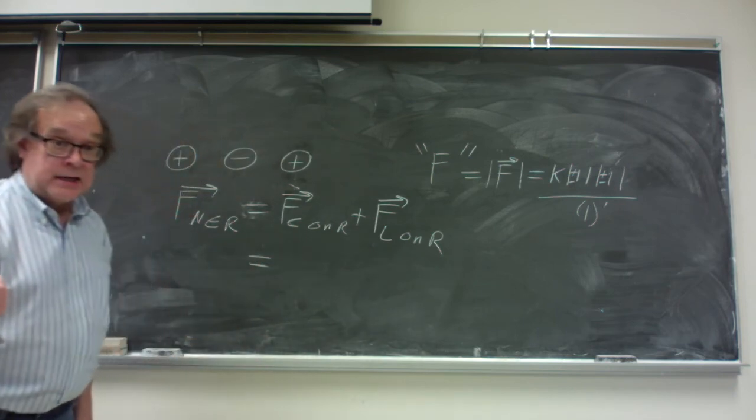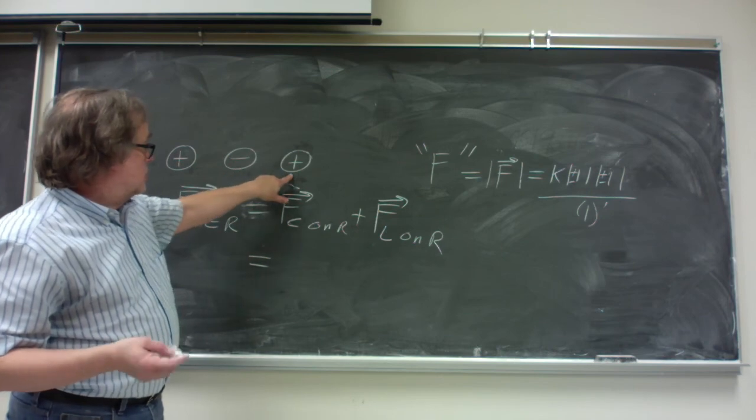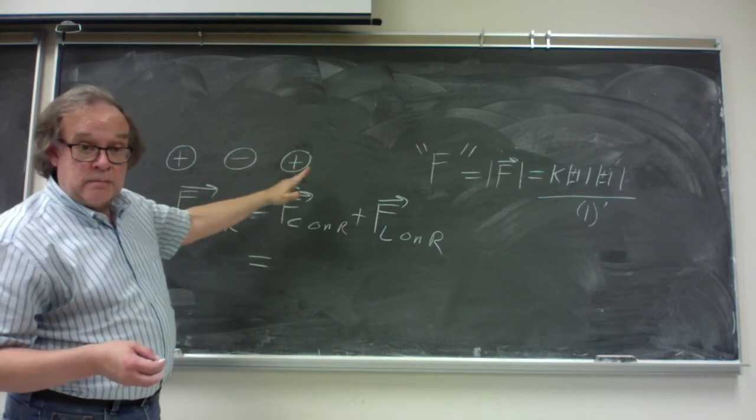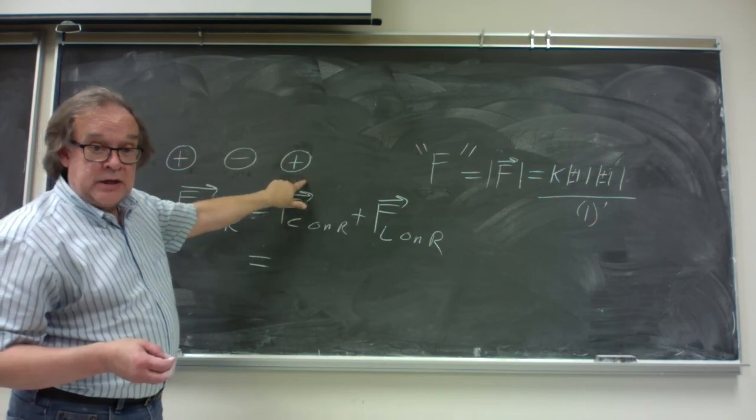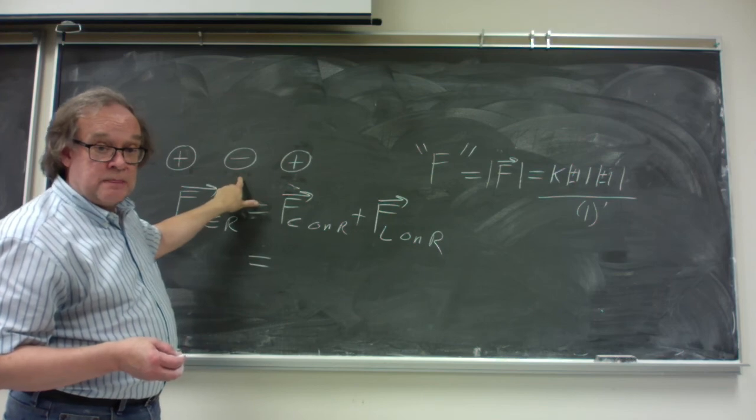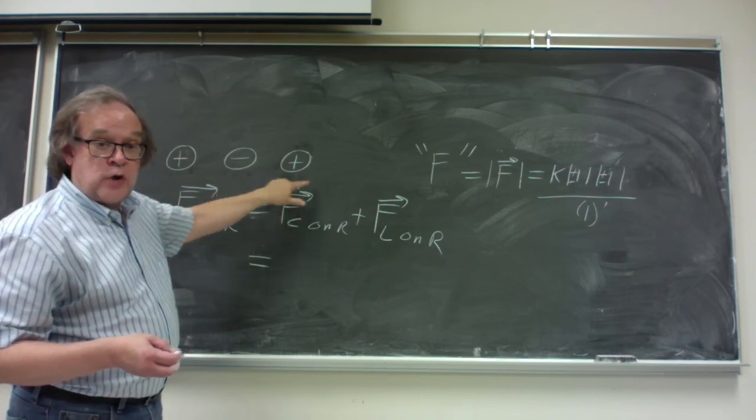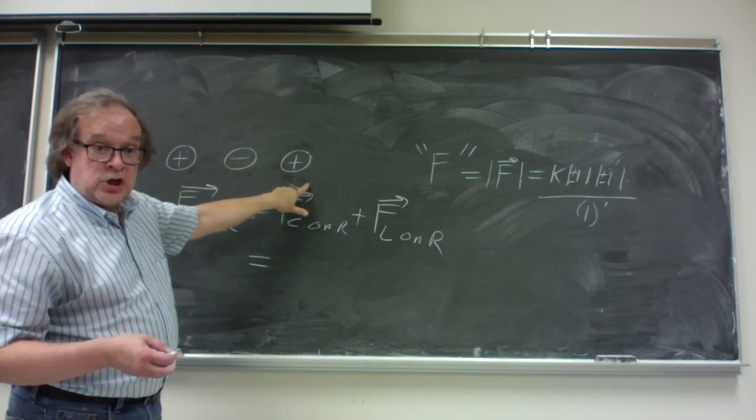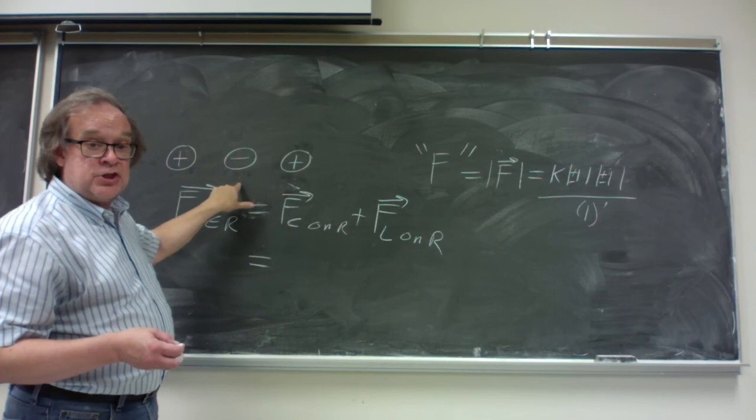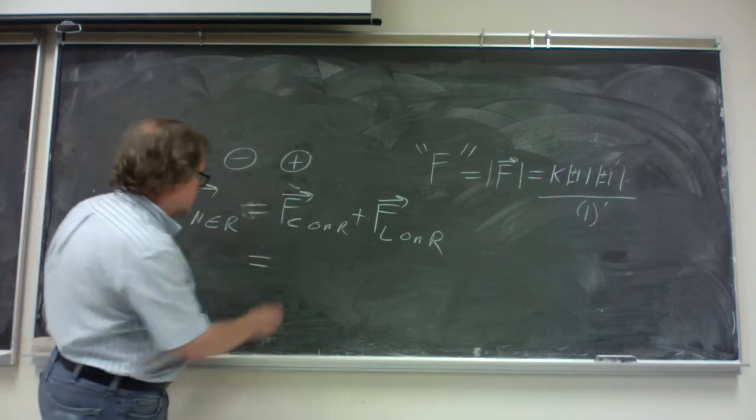So, signs first. The center charge and the right-hand charge are opposite, so they attract each other. That is, the force on this coming from this is an attracting force. This charge attracts this charge. So this charge is pulled closer to this charge. Pulled to the left, in other words, which is the negative direction.